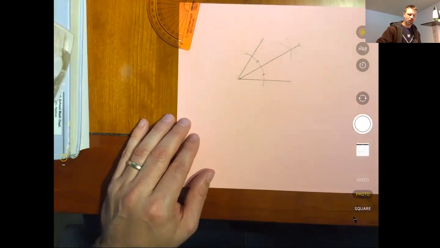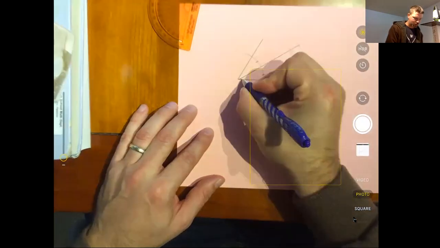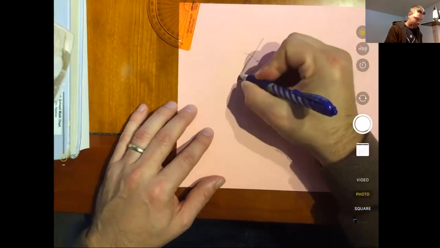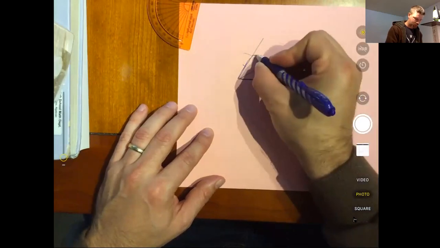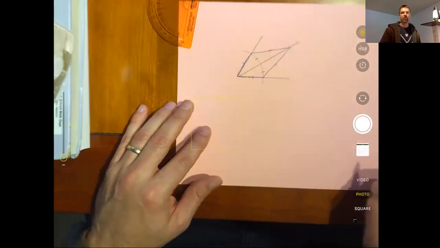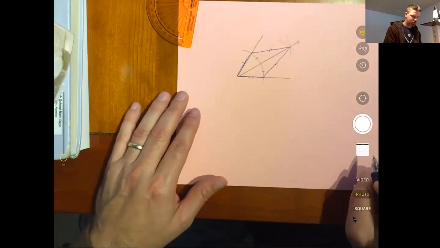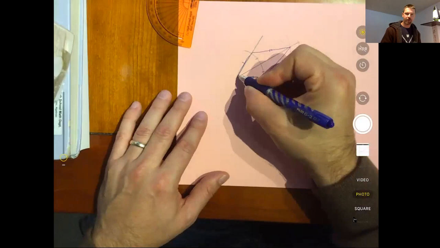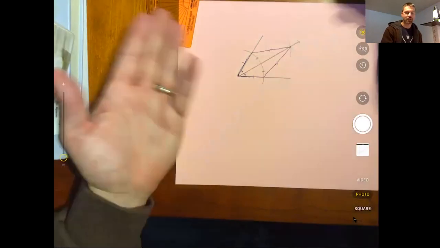The reason it works is essentially I constructed a figure where this side and that side are equal, and this side and that side are equal. That type of thing is called a kite, and it turns out that when you connect these two vertices of a kite, it's going to cut the angle in half. So I used that fact to help me create an angle bisector.